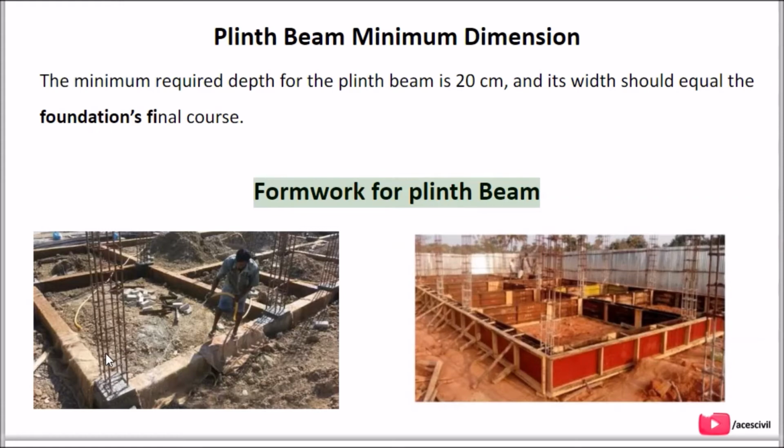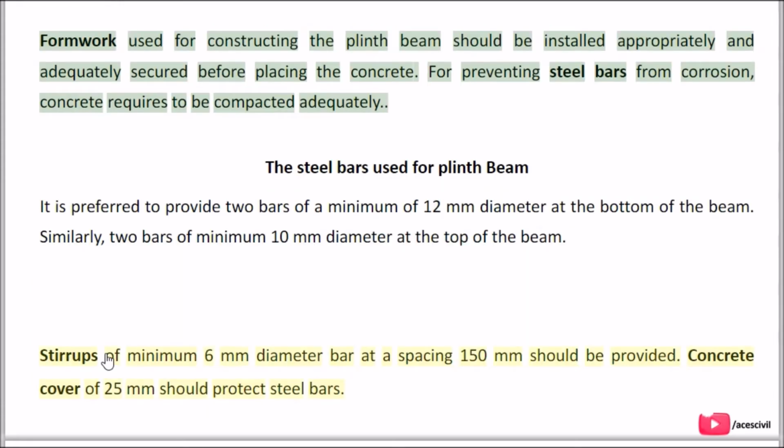Formwork for plinth beam. Formwork used for constructing the plinth beam should be installed appropriately and adequately secured before placing the concrete. For preventing steel bars from corrosion, concrete needs to be compacted adequately.